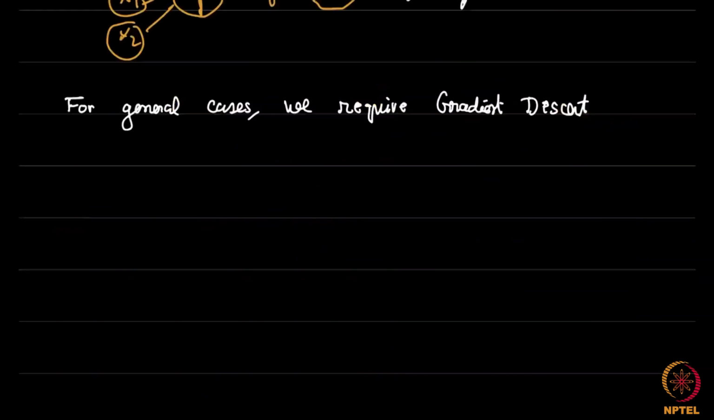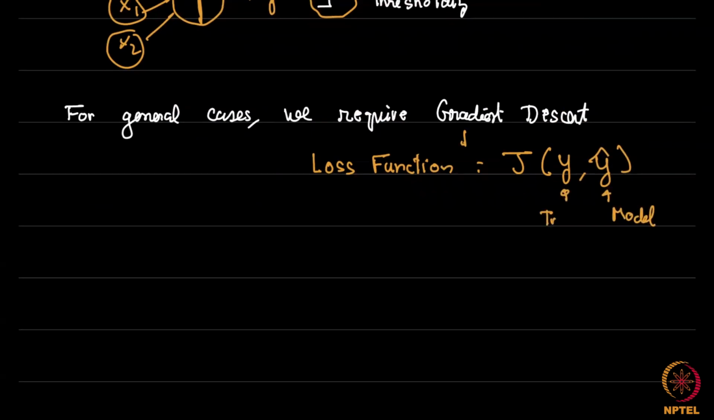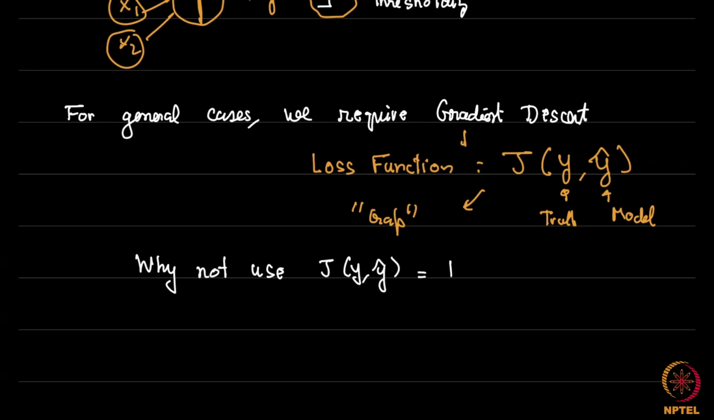So in order for gradient descent to function, we require two things. We require a loss function, J, which will take in y, our ground truth, and y hat, my prediction from the model. Basically, it will give me a gap, which I can sum. All right, so why not use our least square function? J of y hat equal to half (y minus y hat) squared.